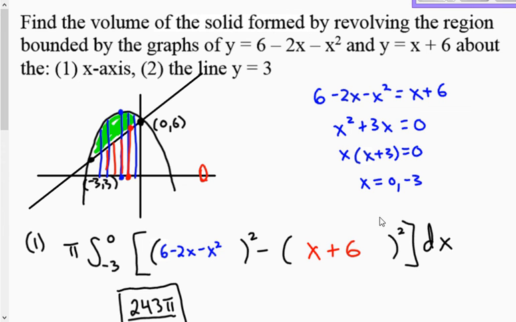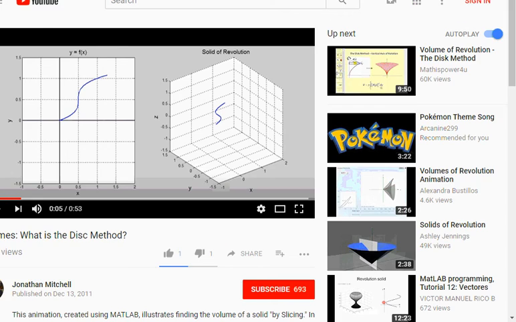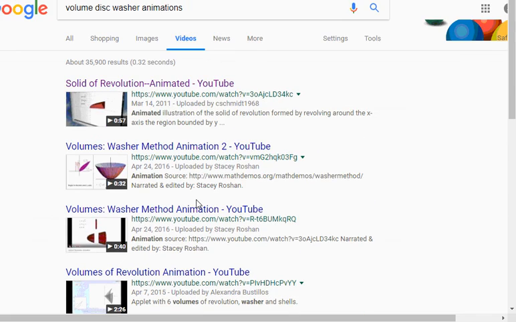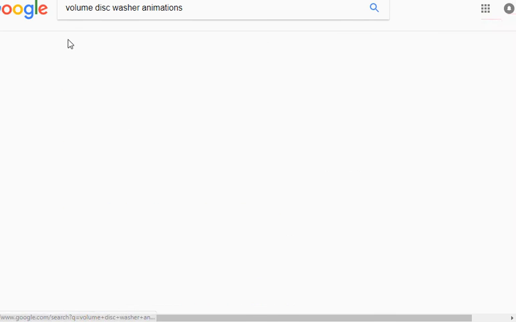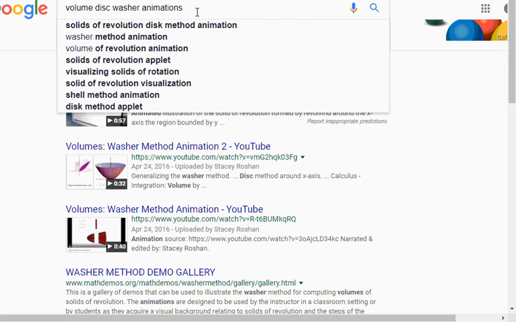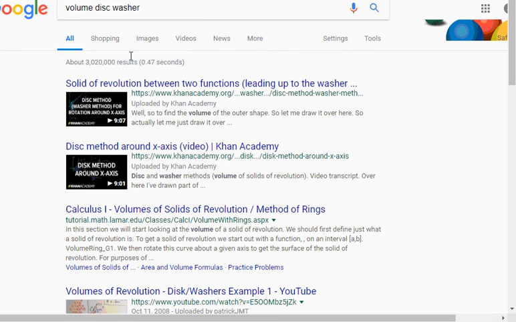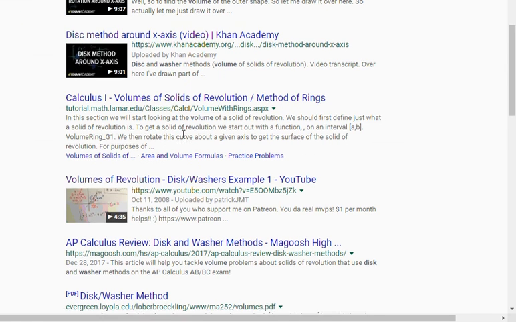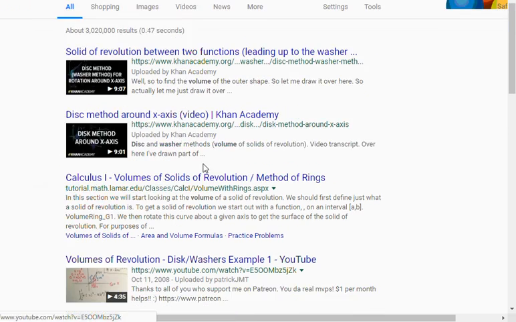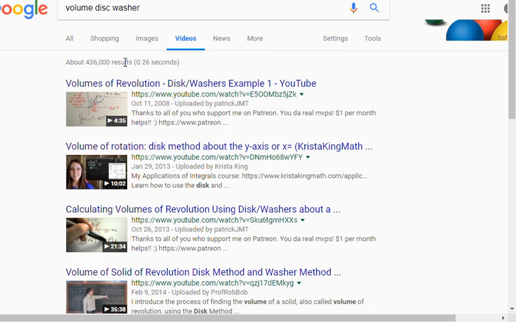You're going to go on the Google machine, right? If you want to see more examples, you're going to look at pictures here of things. You could even Google, if I just switched this to volume disc washer, and I said all, so let's take animations off that. Volume disc washer. Let's do that. Hey, look at this. There's 3,020,000 places you can go to see examples, right? Other people working them out for you. Problems that you could practice. If you just want to look at videos, look at this. There's 436,000 videos.